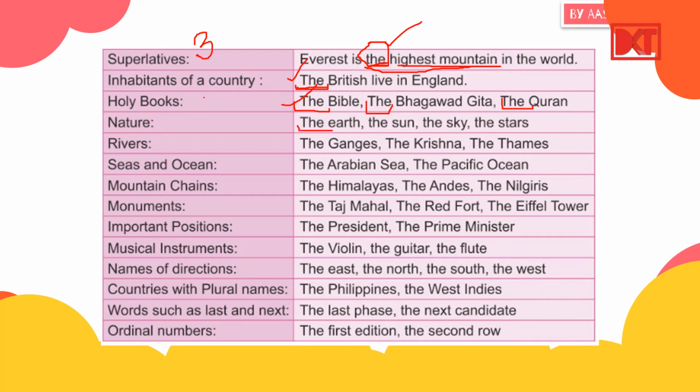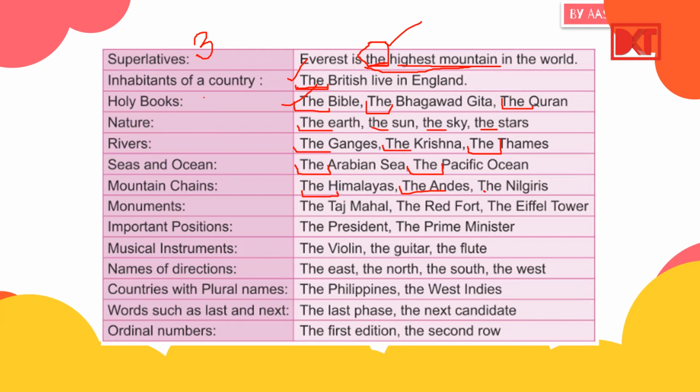नेचर के लिए the earth, the sun, the sky, the stars. Rivers, rivers भी एक, there is only one Ganga, one Krishna, and the Thames, all these rivers, this is only one river, the Ganges, the Krishna, the Thames, okay? Then seas and oceans, ये भी सिर्फ एक एक चीज ही है ना दुनिया में। So the Arabian Sea, the Pacific Ocean, mountain chains, again Himalayas की एक ही mountain chain है, so the Himalayas, the Andes, the Nilgiris, okay?